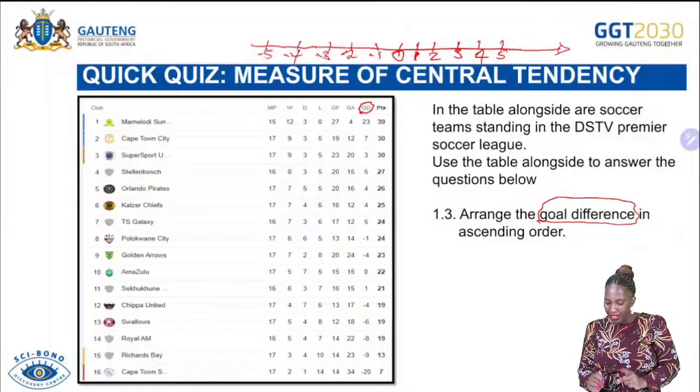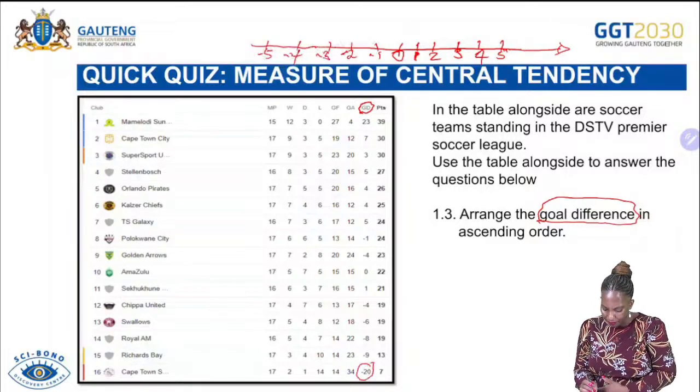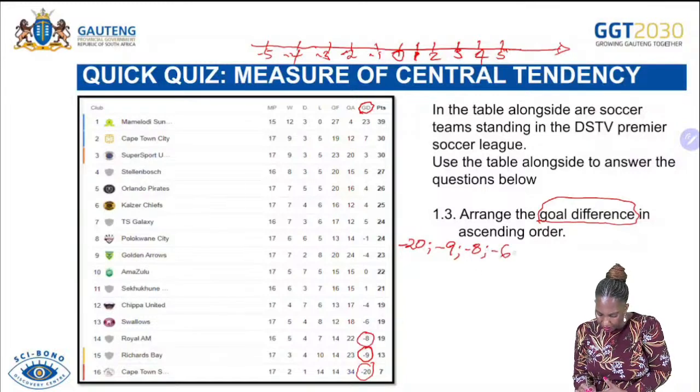Now they want us to arrange the data set. Now looking at the data set, -20, is this the smallest one? We have -20. We are arranging the data set. What is the next big number there? It will be -9. From -9, we have -8. From -8, we have -6.